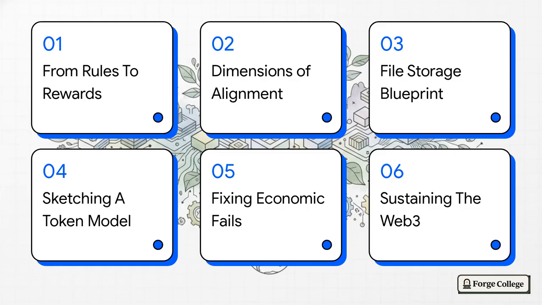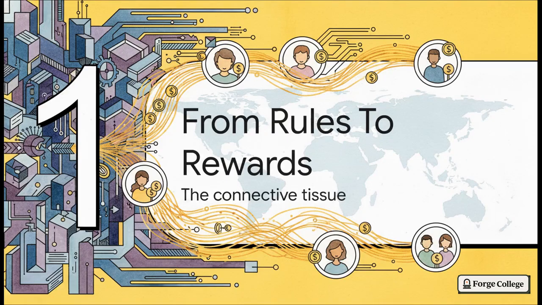Here's our agenda. 1. From rules to rewards. 2. 3 dimensions of alignment. 3. Blueprint for decentralized file storage. 4. Sketching a token model. 5. Fixing common economic failures. And 6. Sustaining the Web3 ecosystem. Let's get to work.